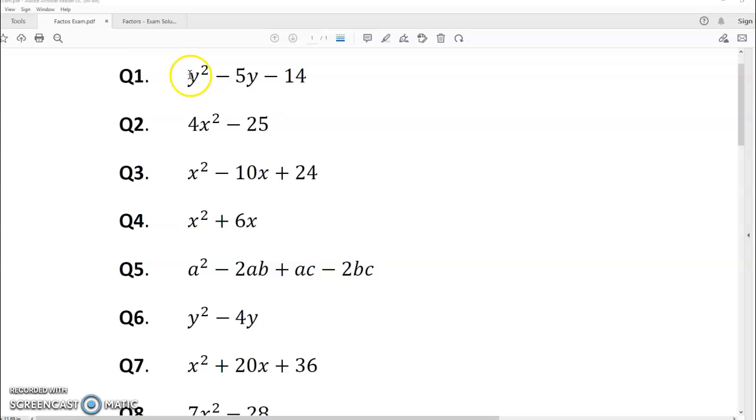First of all, you say to yourself, okay, do we have a highest common factor? No, we don't. Do we have 4 parts, which is factorization by grouping? No, we don't. Do we have 2 parts and maybe a difference of 2 squares? No, we don't. So this one, 3 parts and a squared part at the front. This is a quadratic trinomial.